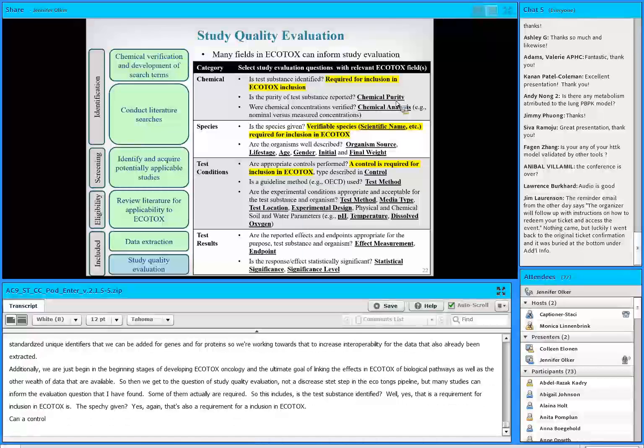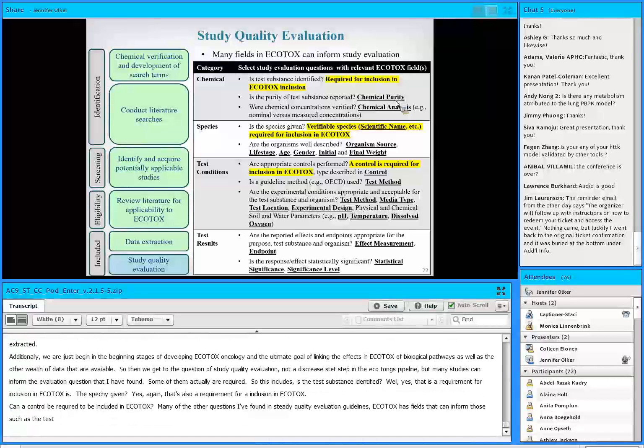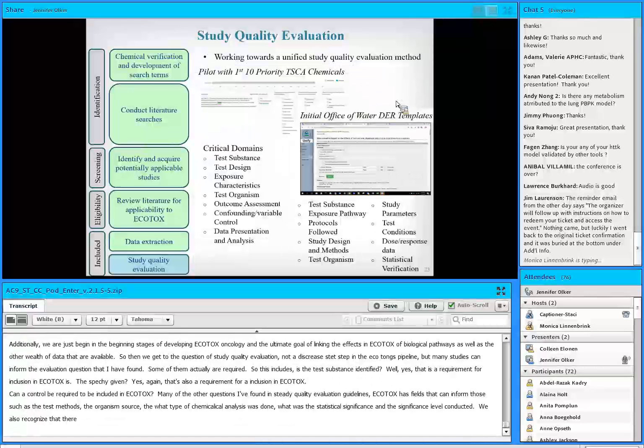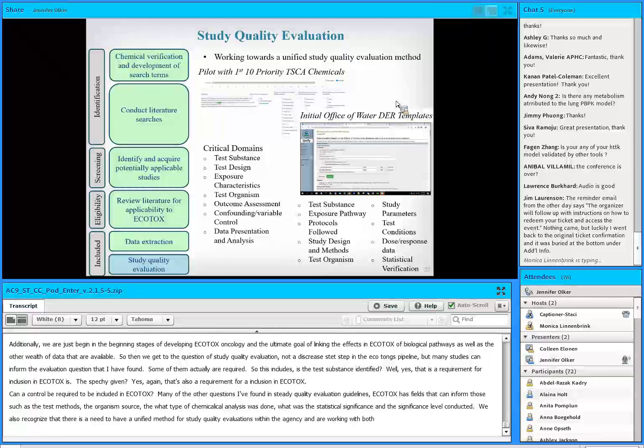Many of the other questions that I've found in study quality evaluation guidelines, ECOTOX has fields that can inform those, such as the test methods, the organism source, what type of chemical analysis was done, what was the statistical significance and the significance level conducted. We also recognize that there is a need to have a unified method for study quality evaluations within the agency, and are working with both OPPT-RAD and the Office of Water on pilots for compiling study quality information.